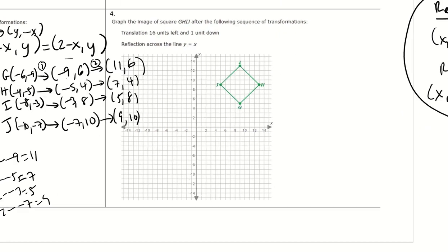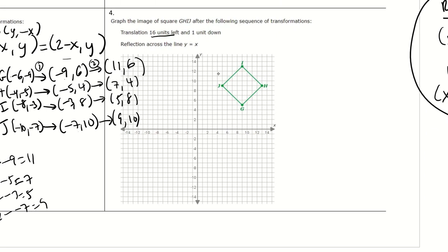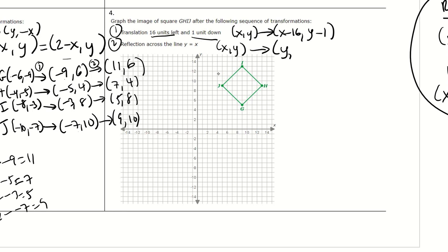All right, number 4. So this is translation 16 left, 1 down. So the rule is as follows. Since you're 16 to the left, you have to subtract 16. 1 down means you subtract 1 from the y. That's rule number 1. And then rule number 2. Since you're reflecting across y equals x, you just have to switch the y and the x, and that's how you transform it.